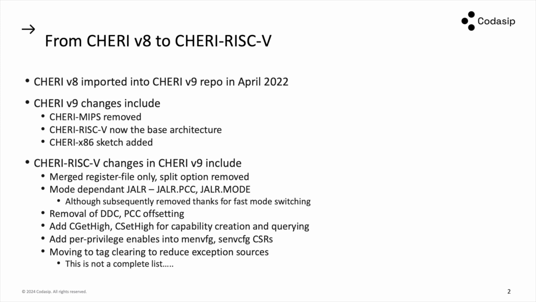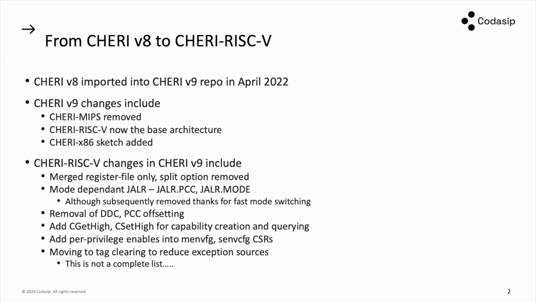So a few things changed. For example, CHERI-RISC-V became the base architecture, moving on from CHERI-MIPS, and future ideas such as CHERI x86 were added. And CHERI-RISC-V actually changed a fair amount in CHERI v9 as well.